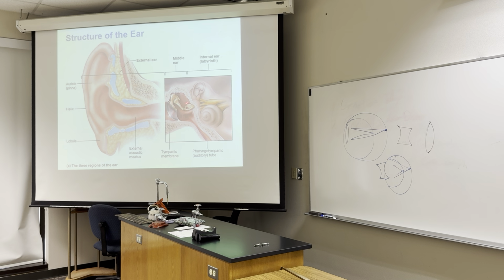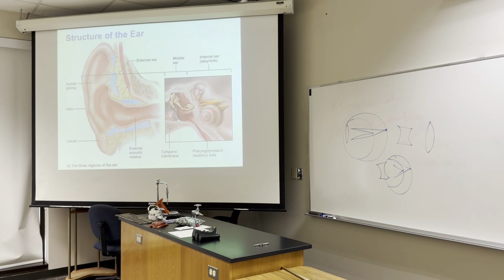At the end, you have the what? Oval window, and then from the oval window you are starting your what? Inner ear. In the inner ear you have the what? Semicircular canal and the what? Cochlea. This cochlea actually houses the receptor for hearing, which is called the hair cell. Hair cell, okay.